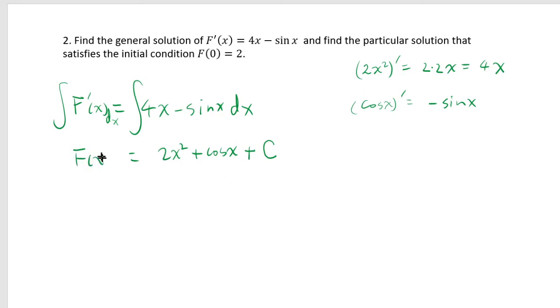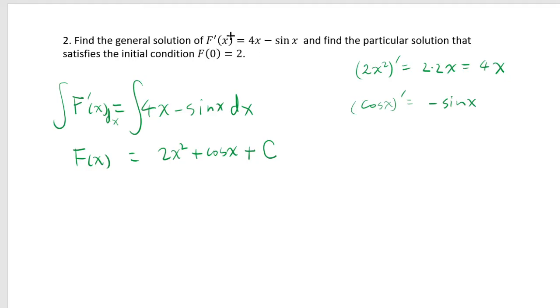So this is what we know about this function. The function must have been 2x squared plus cosine x plus possibly some unknown constant. When you differentiate this, the constant will become 0, and you are indeed going to get 4x minus sine x.